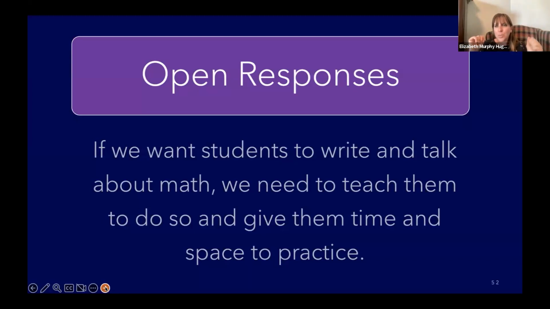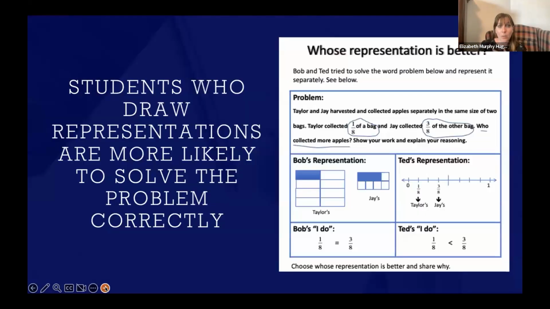Okay. And so we need to give students time to do this. And this is one of those things that I think curriculums have in there. They have the solve and explain, but they don't explain how to do it. Okay. One thing you can do is help students better understand representations.